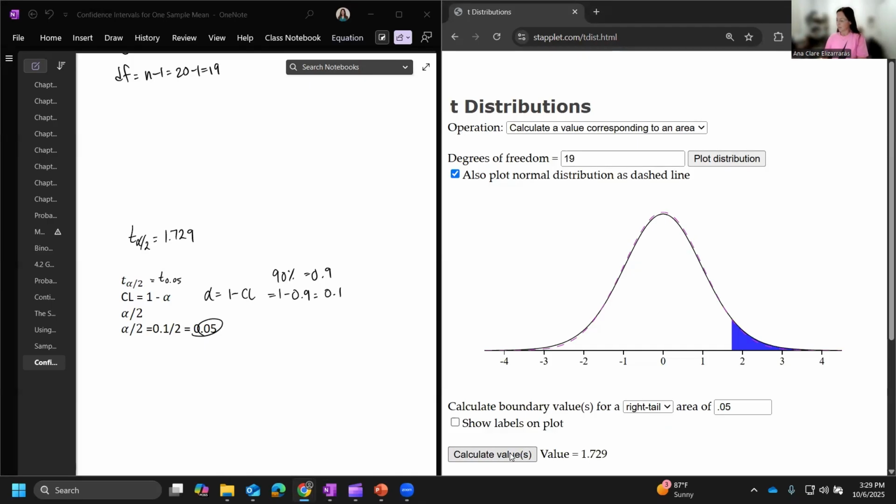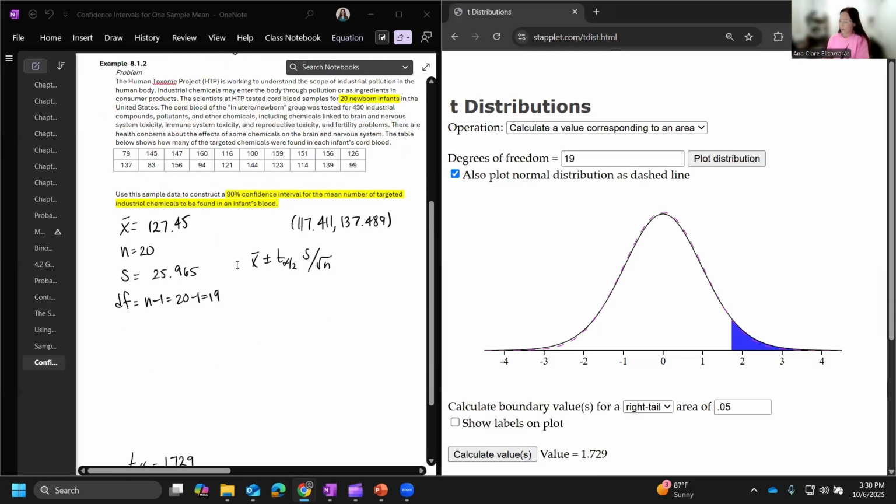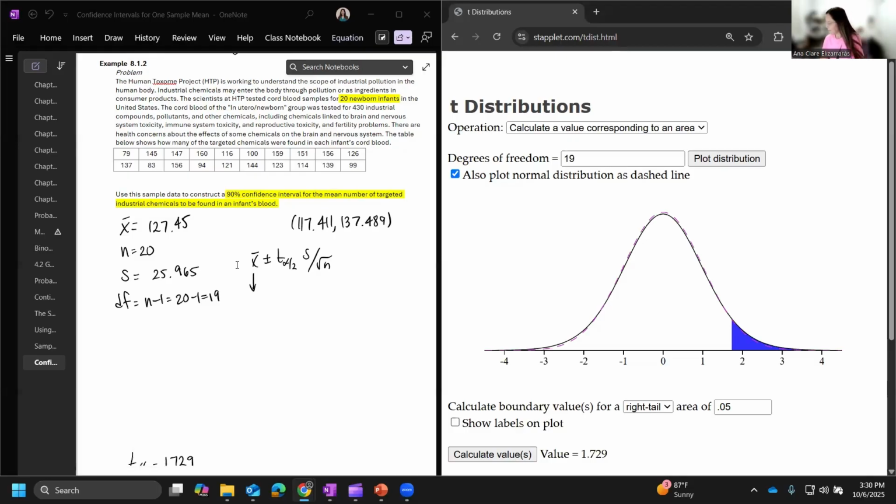So let's do this by hand. We know that the formula for a confidence interval is the point estimate plus or minus the critical value times the standard error of the statistic. Our sample mean was 127.45. And we just determined that the t critical value that we want is 1.729. The standard deviation of the sample was 25.965. And the sample size was 20.